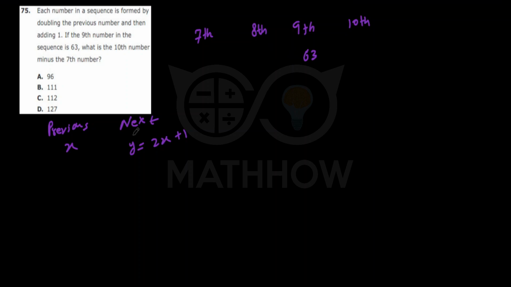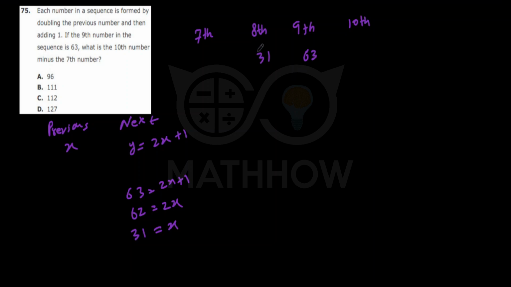substitute 63 in place of y. Substituting 63 in place of y and solving for x: 63 equals 2x plus 1. Subtracting 1 on both sides, this will become 62, and this will become 2x. Dividing by 2 on both sides, this will become 31. So that means the 8th number is 31.